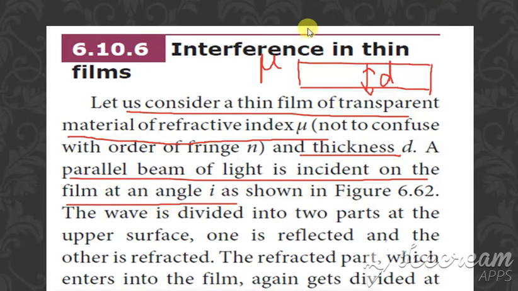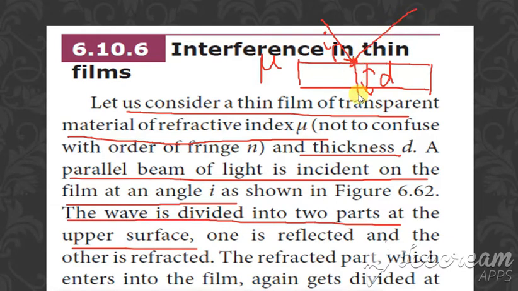A parallel beam of light is incident on the film at an angle I. So this is a parallel beam which is incident on the surface, and that incident angle is I. Now the wave is being divided into two parts at the upper surface. At this point the wave is divided into two parts: one is reflected and the other is refracted.